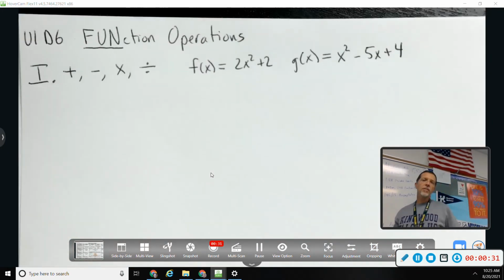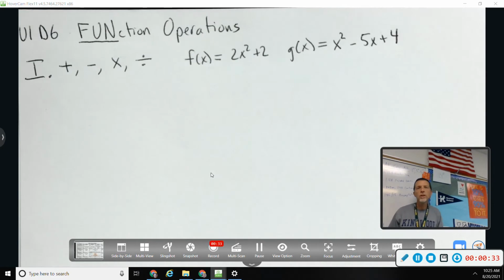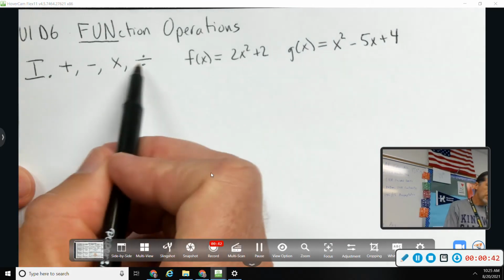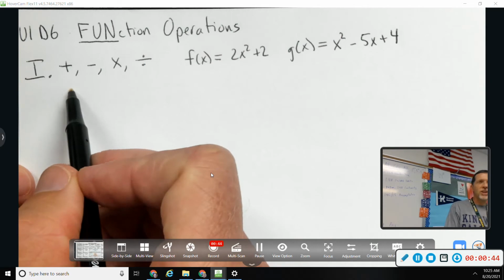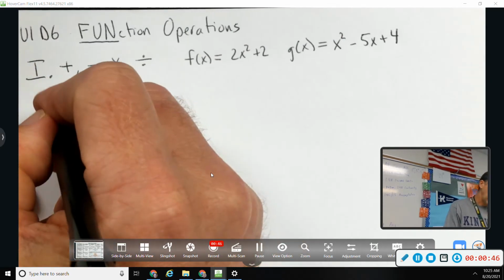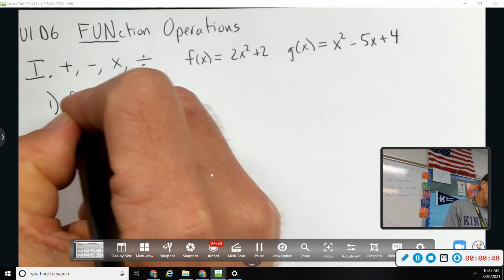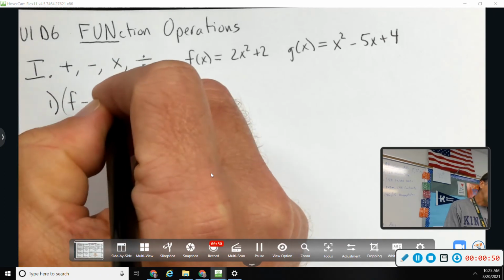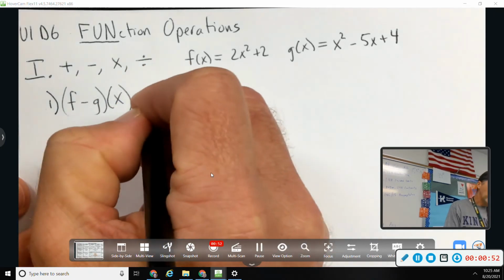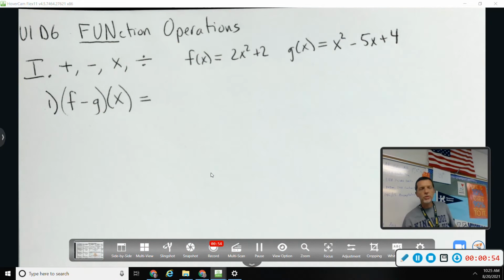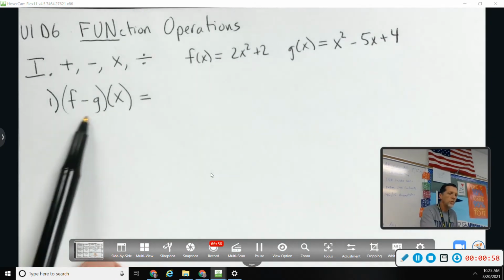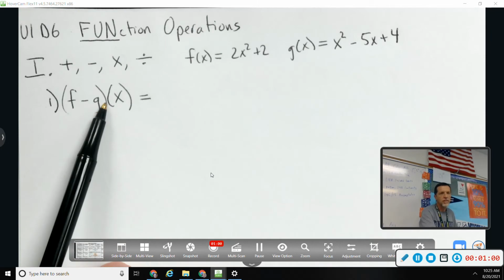So let's let f of x be 2x squared plus 2 and g of x be x squared minus 5x plus 4. Add, subtract, multiply, divide. We're not even going to do an add problem because you know how to add. Now, you're probably thinking, I also know how to subtract. Why are we doing a subtraction problem? Well, two reasons. One is the notation looks a little bit different.